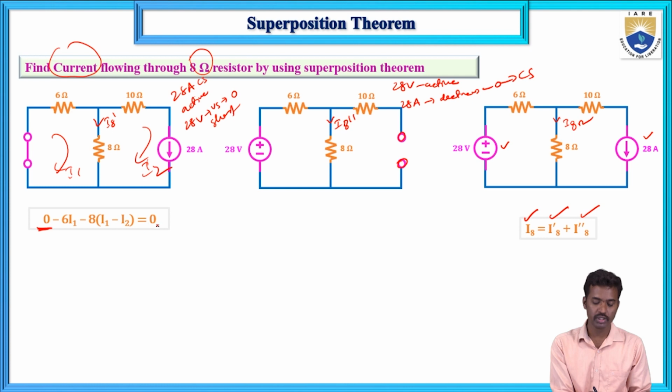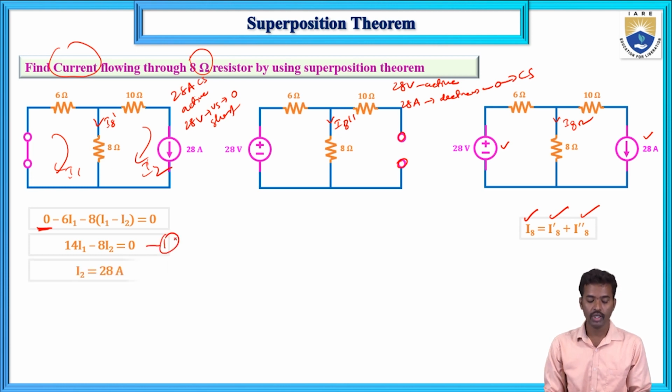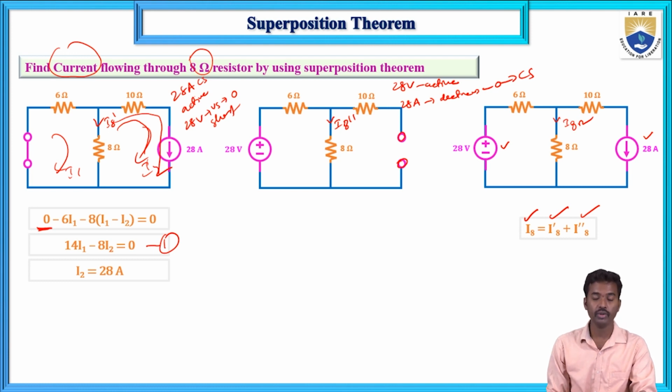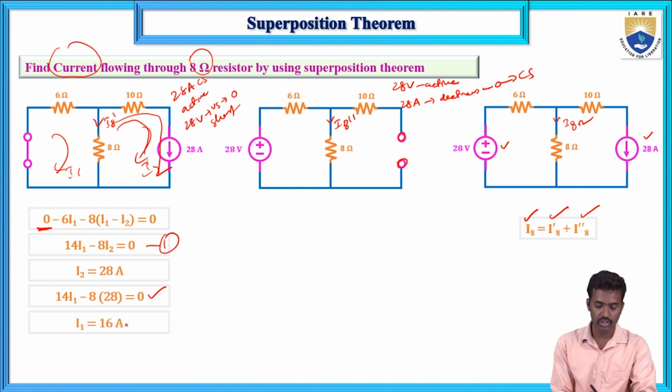Minus 8 I1 minus 8 I2 equals 0, and if you simplify this, 6 plus 8, 14 I1 minus 8 I2 equals 0. This is equation number 1. Now here, the I2 current directly we can consider as this current source value. This current and this current are the same. If you know the I2 current, then we can calculate the I1 value. So now here I1 value equals 16 amps.